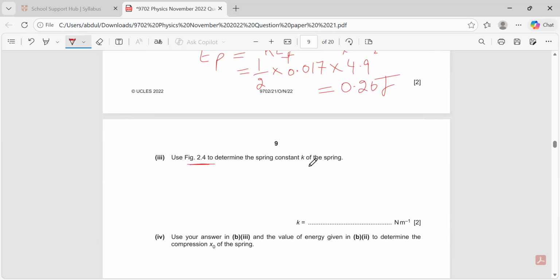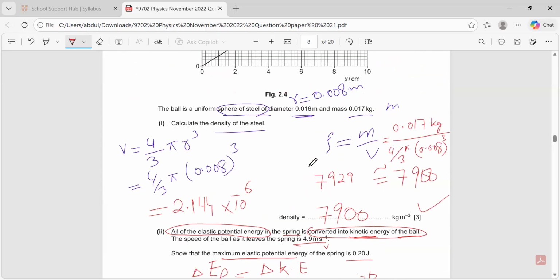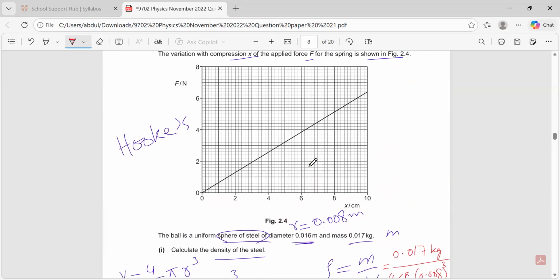Now, this is easy. Use figure 2.4. There is a big hint to determine the spring constant K of the spring. As I told you in the beginning, K will be equal to F over X. No need to write delta F over delta X. The reason is very simple: the graph is starting from 0. So the initial value is 0.